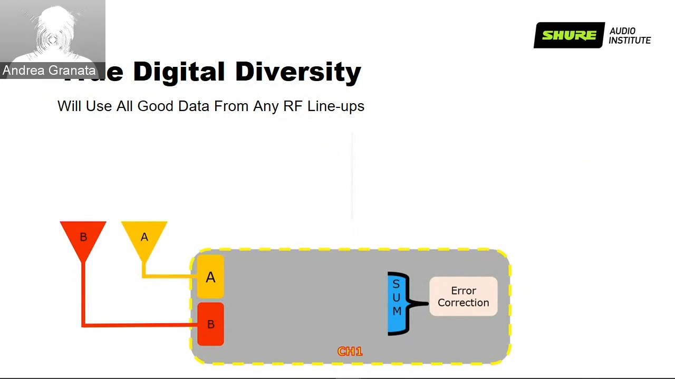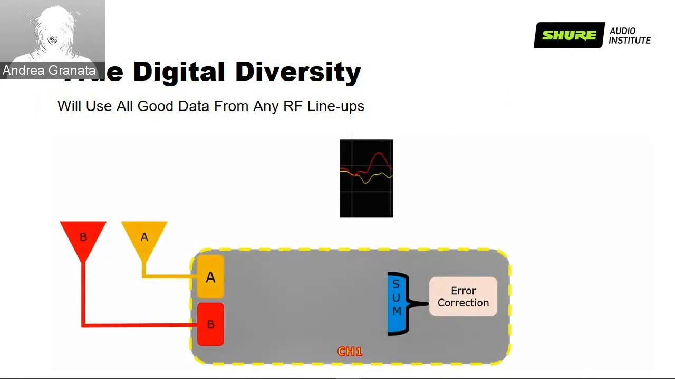With this in mind, with the perfect clocking, I won't go into details about how it's working inside the receiver, but with the perfect clocking inside an Axiom digital box receiver, we can put together the information coming from both antennas. And this is giving us a great advantage because we can extend the coverage area, or we can even work with the antennas in a very different way.